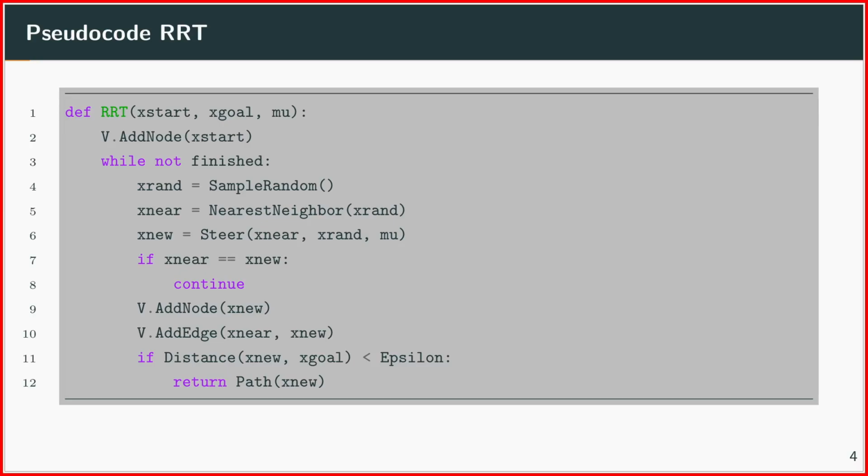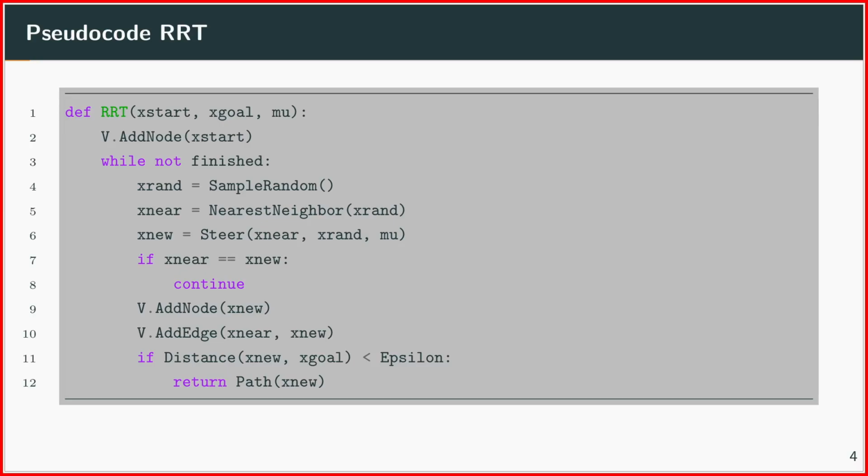And for this RRT algorithm, here's some pseudocode. As you can see, it's actually pretty simple. As an input to the RRT, you get a start configuration and a goal configuration. And usually you also have a parameter, which we call mu here, which tells you how far you are extending the tree at every step on your way. Because, as we will further see, it is quite beneficial for a more uniform covering of the configuration space.